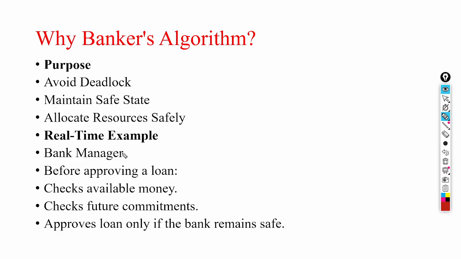There is one example. There is a bank manager. Before approving a loan to the customer, the manager will check the available money. Then, if the money is there, the manager will check the future commitments. Then the manager will approve the loan only if the bank remains safe. This we call Banker's algorithm.